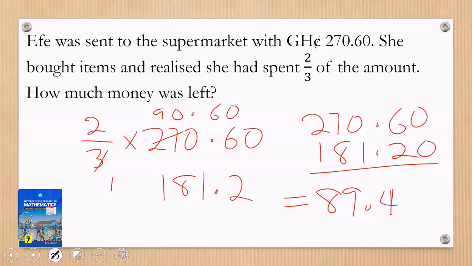I'm sure this helps you to understand the concept of how we can multiply or take a fraction of a given quantity.